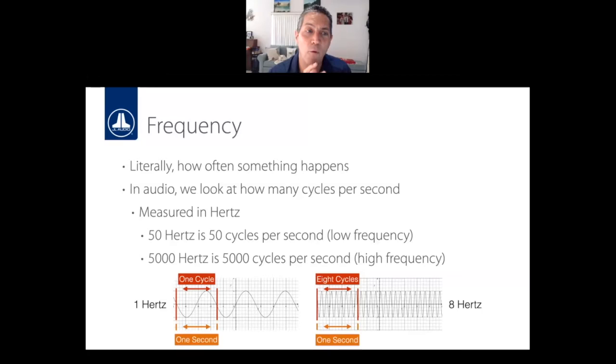Even 50 cycles is very demanding on a speaker because it's got to go in and out 50 times in a period of 1 second. That's a lot. And a tweeter, it's got to do 5,000 cycles in 1 second. So that exotic journey, it's starting to look more exotic now, isn't it? That excursion, that motion is very demanding as the speaker goes through all these motions.